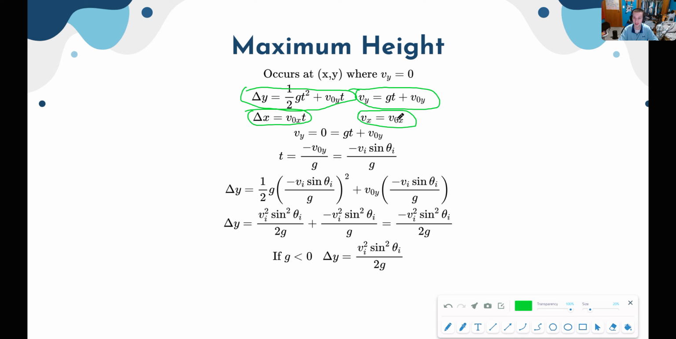The velocity in the x direction is never going to change. It's just the same as the initial velocity in the x direction, but the velocity in the y direction is going to change because we have a gt.